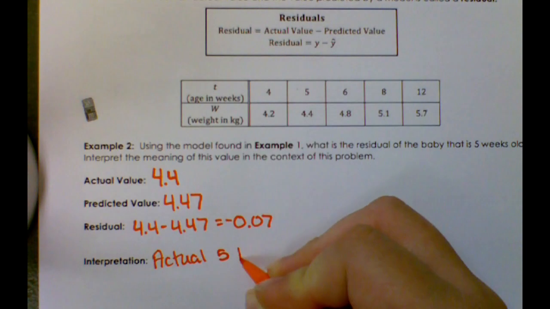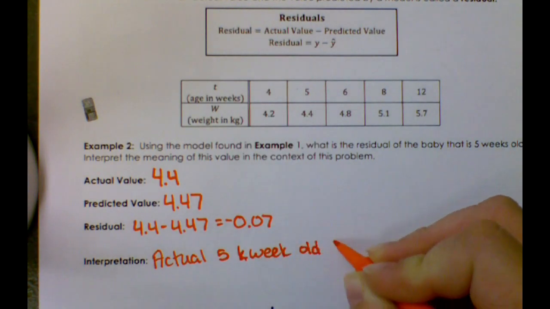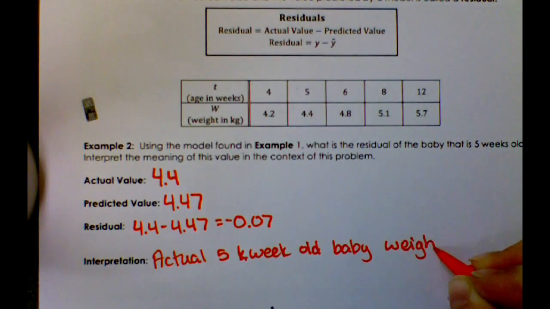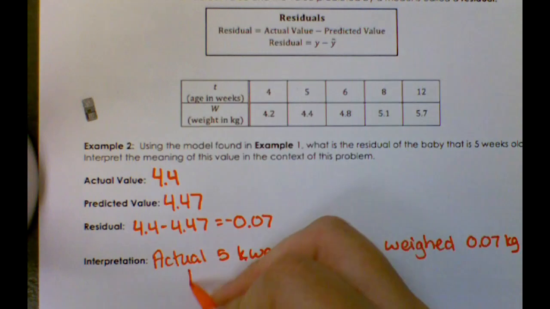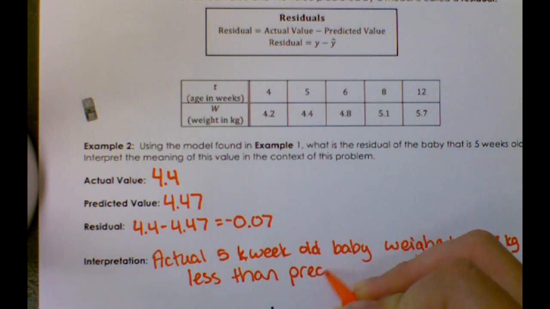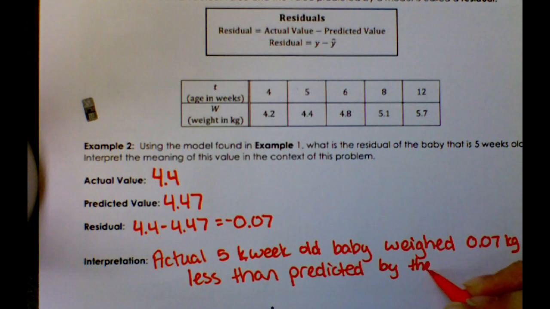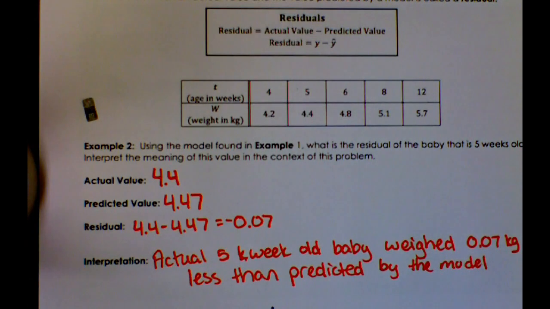Actual 5 week old baby weighed 0.07 kilograms less than predicted by the model. So the actual baby was a little less.